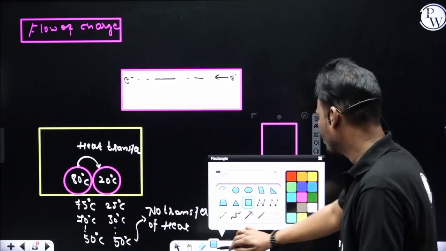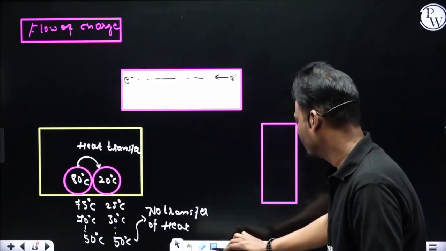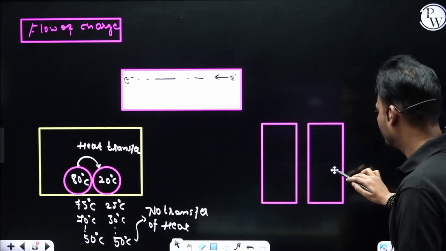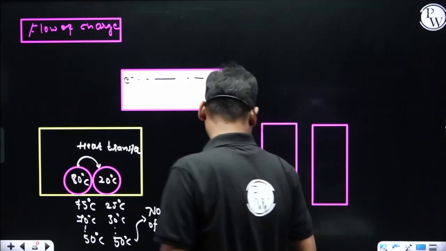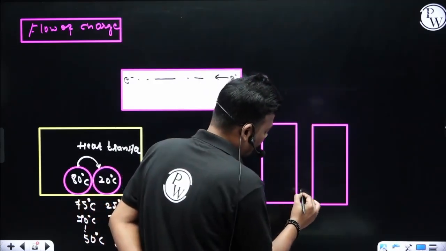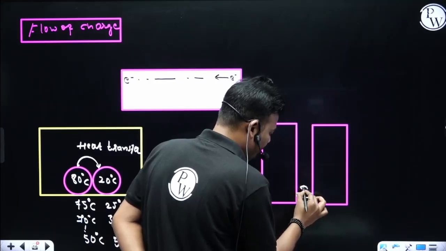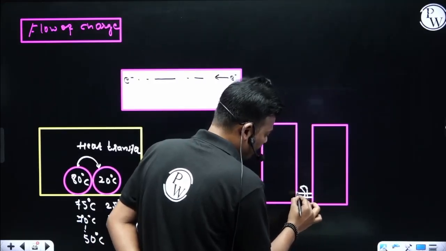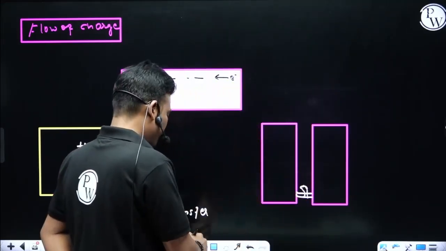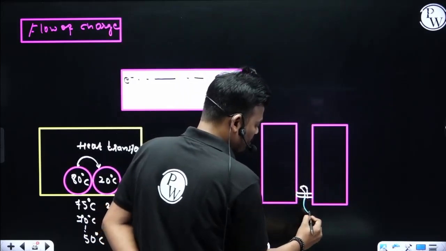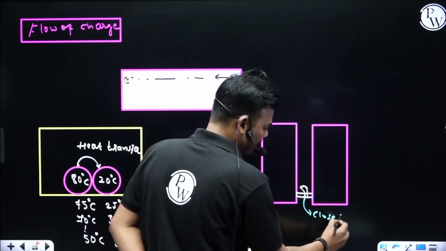In the same way, if I consider two tanks, two identical tanks, and they are connected by a small tap. Now, in this particular situation, this is closed.